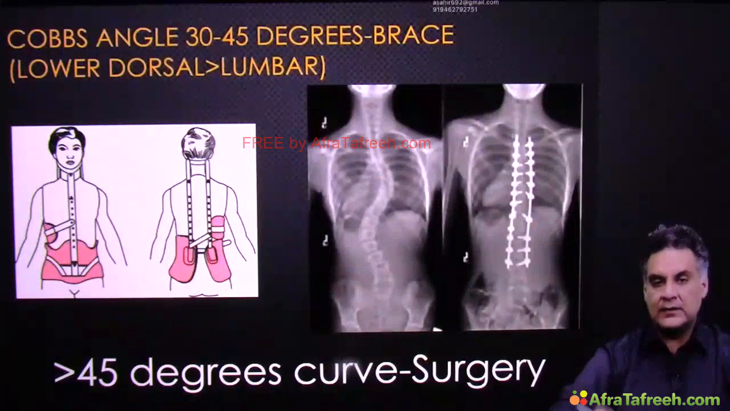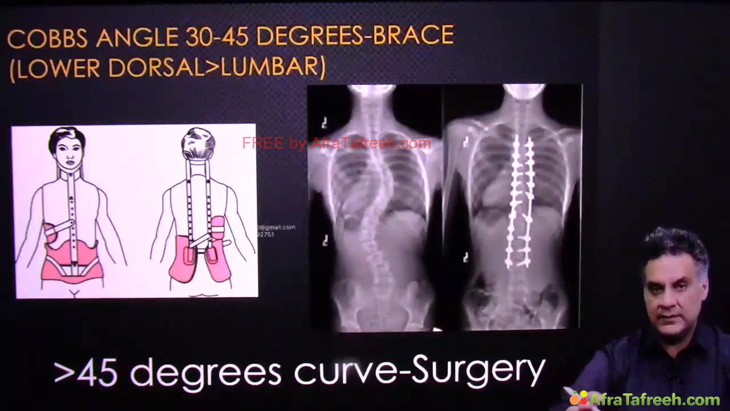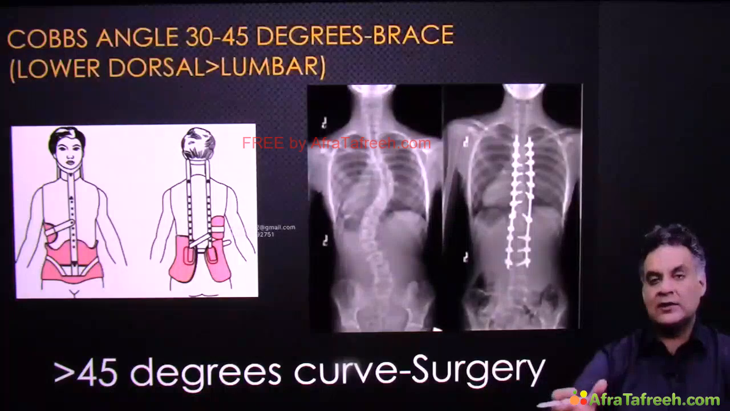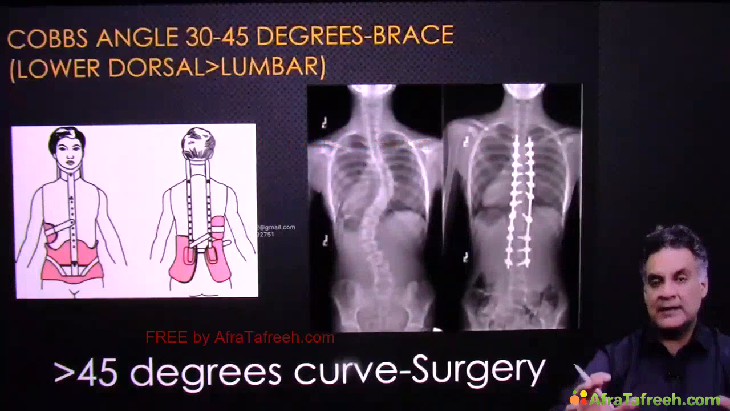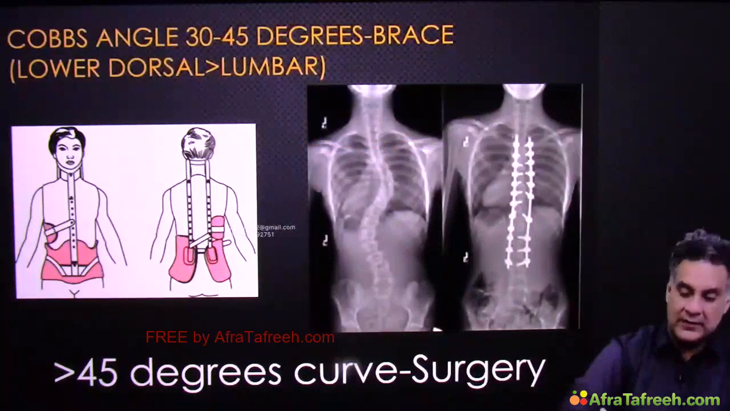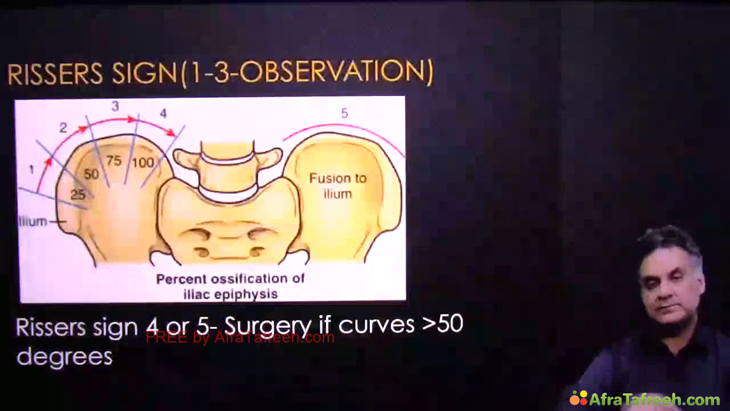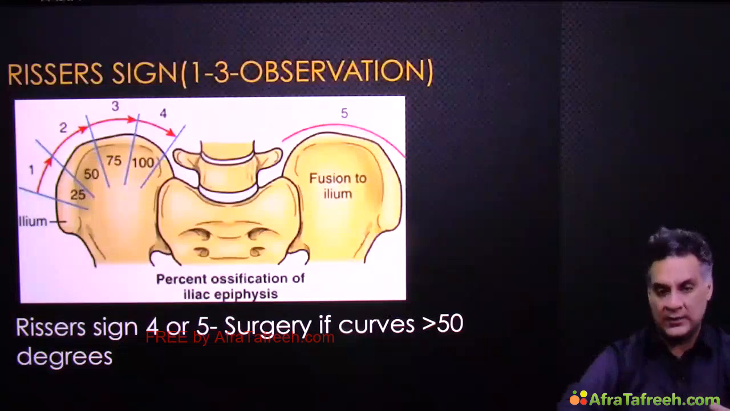Cobb's angle of less than 30 degrees, observation. 30 to 45 degrees, brace. Normally, the scoliosis occurs in lower dorsal spine or the lumbar spine. And beyond 45 degrees, you need to apply a corrective surgery. So these are the surgeries to correct, and these are the braces, Milwaukee or the Boston brace for scoliosis. Also, you have to look at the progress it's occurring or not.